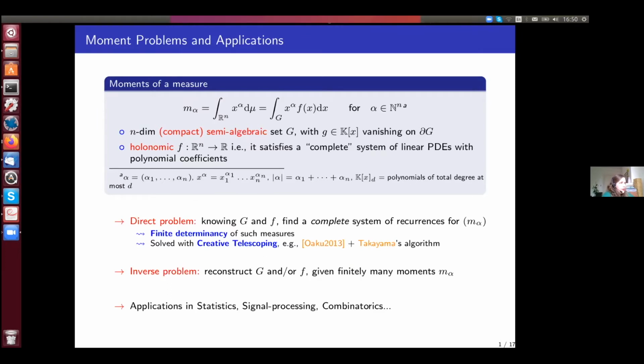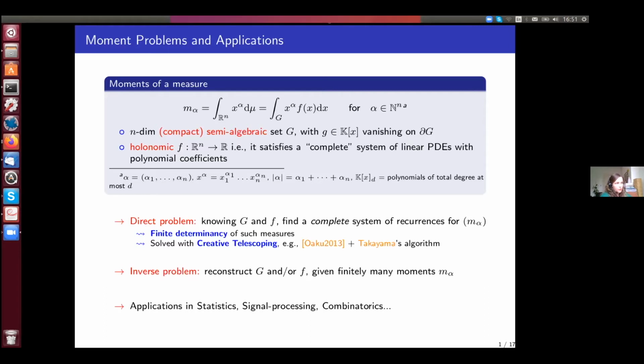To define the notations, the setting I'm considering today is moments of measures that have a compact semi-algebraic support, capital G, and which also have a density F with respect to the Lebesgue measure, and this density F is holonomic, meaning it satisfies maximally overdetermined systems of linear PDEs with polynomial coefficients. Of course, everything is placed in the multivariate setting, meaning that we consider monomials x to the alpha in n variables x1 to xn, and of total degree at most alpha, meaning the sum of the partial degrees of each variable.